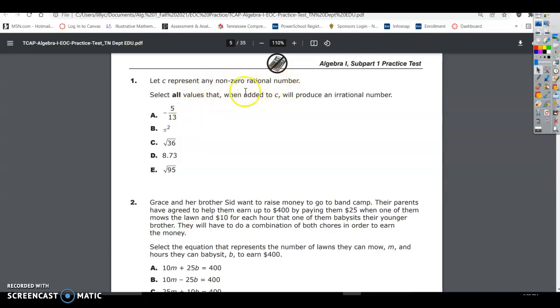All right, so if we have a rational number, let C represent any non-zero rational number. If we add a rational number to a rational number, we're going to get another rational number. So we're looking to see which ones are irrational.